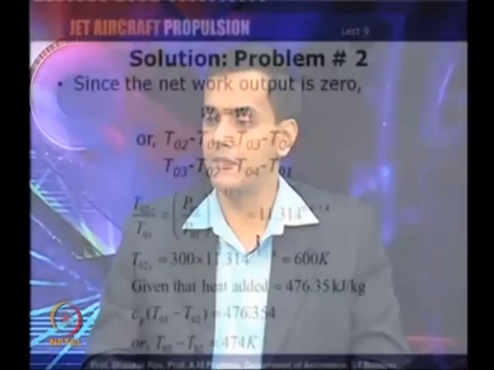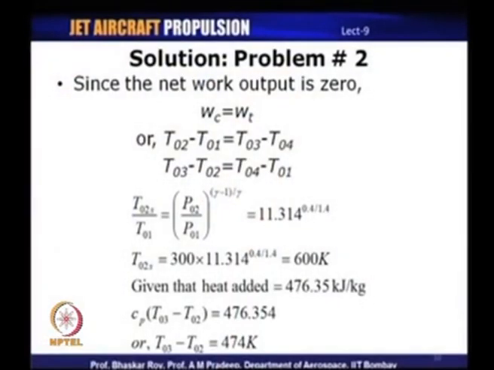So, in this case we have the cycle pressure ratio, we have certain temperatures given to us and the efficiency of the turbine. We need to find the efficiency of the compressor. So, let us try to solve this problem. Here we have the net work output as 0, which means that W_c will be equal to W_t, or T_02 minus T_01, which is the temperature difference across the compressor, will be equal to T_03 minus T_04, which is the temperature drop across the turbine. This in turn gives T_03 minus T_02 is equal to T_04 minus T_01.